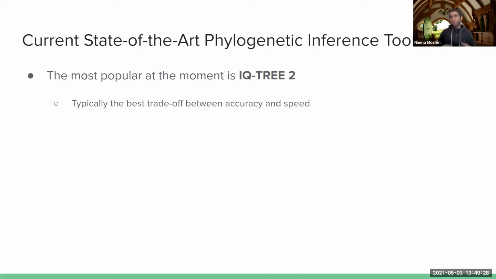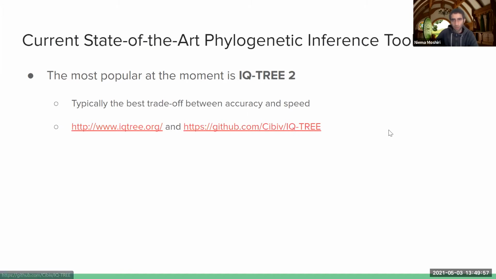In general, for most heuristics, there's some trade-off between accuracy and speed. Usually if I go slower, I can get better accuracy. But if I lower my accuracy, I can improve my speed. So there's usually a trade-off, and this tool is generally regarded as the best trade-off. It gives you very accurate trees pretty reasonably fast. If you go on Canvas, you can look at my slides. Here are the links to the website and the source code for this tool.